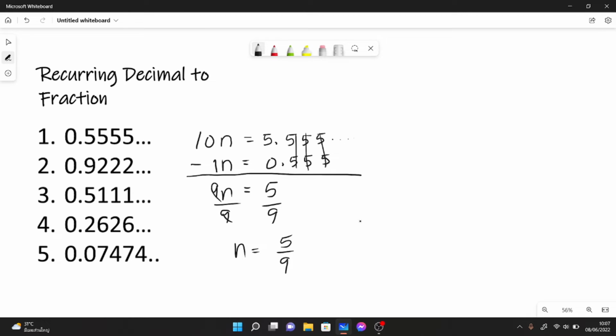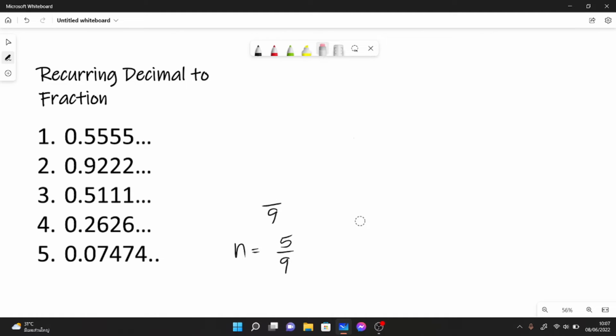I hope it is clear. Next. Okay, next one, number 2. So 0.9222 and so on. The repeating number is 2. Again, focus only on repeating numbers. If there's only one number repeating, then multiply it by 10 only.